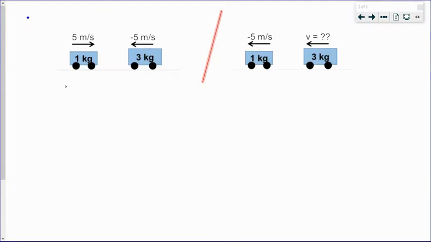I just wanted to run through a quick review of how to set up and solve conservation of momentum problems. The key with solving any physics problem is to clearly visualize the problem before you start using any numbers. Often a diagram is incredibly helpful. In this situation, we have a collision between two different carts, and we can see here what is happening before the collision and what is happening after the collision.